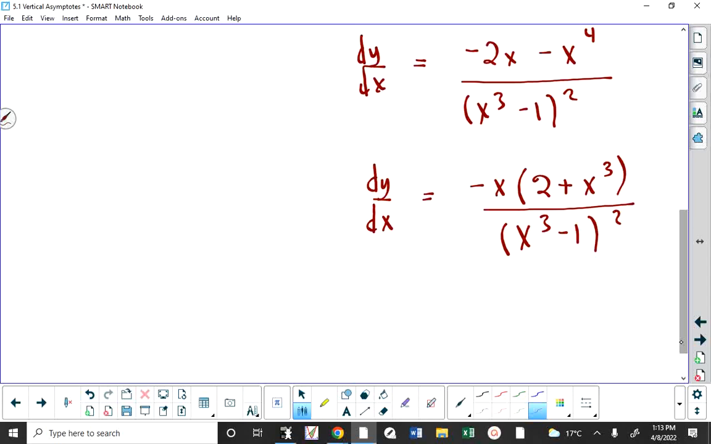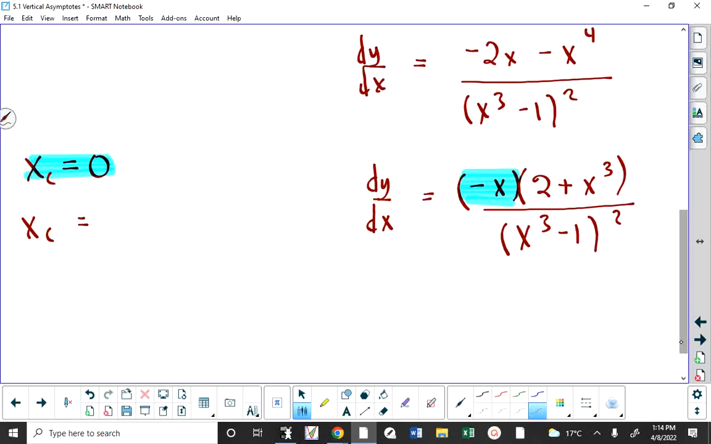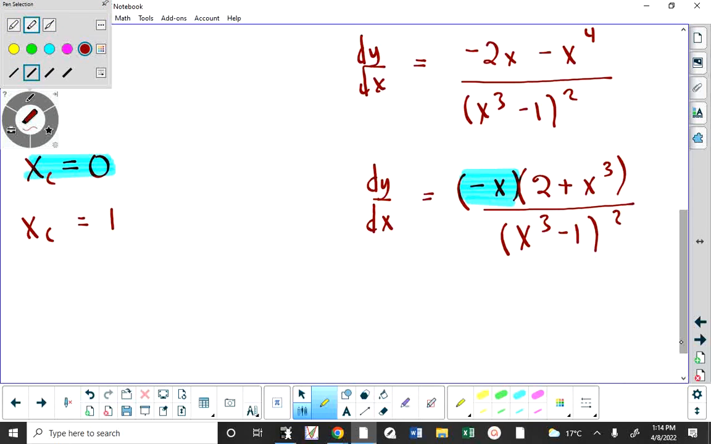The reason I factor this, there's a couple of reasons. The reason I factor it, first of all, is because I want to be able to see what the critical values of x are. And I can see there is a critical value of x at 0 because of this factor. I can see there is a critical value of x of 1 because of this factor.